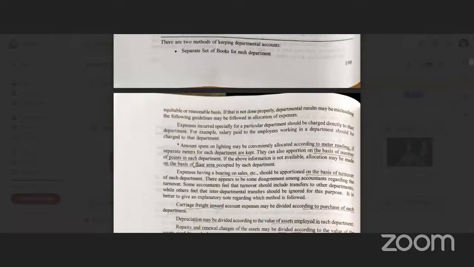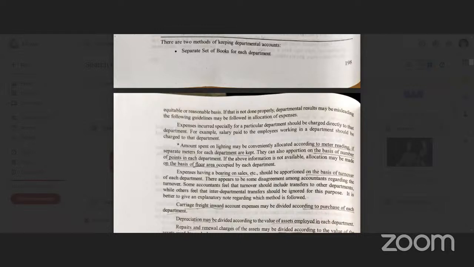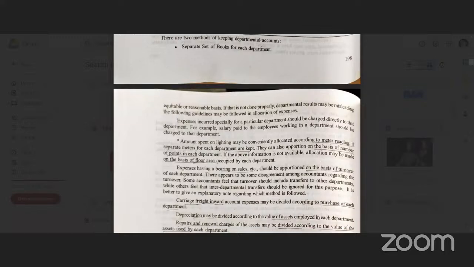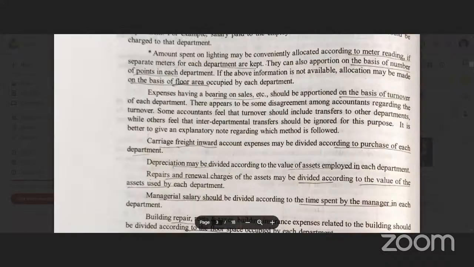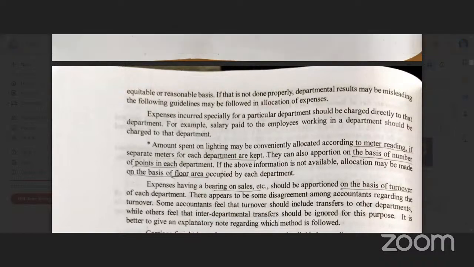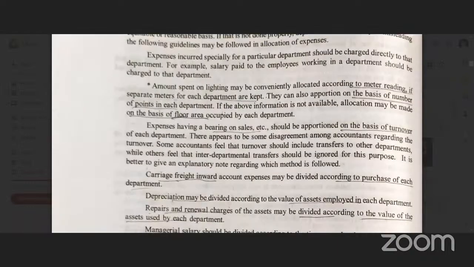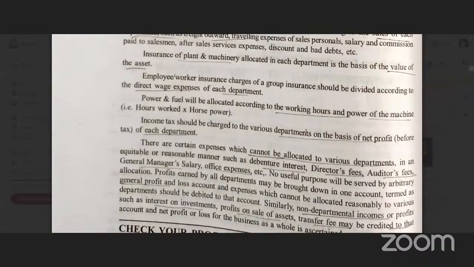Where is this? See, allocation of different expenses. It's not showing anything in departmental accounts. Are you able to see this line? See, allocation of different expenses: how different expenses are allocated department wise has been given here. Based on this only, we'll also work out the sums as theory questions.